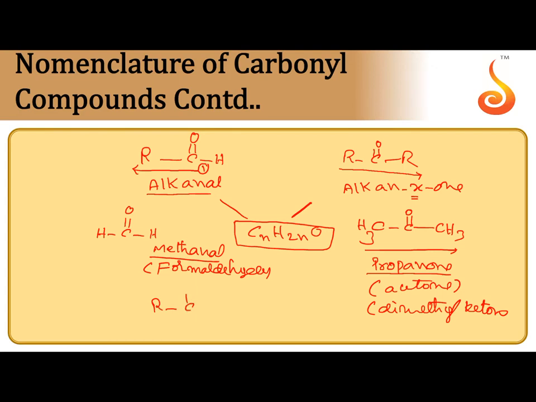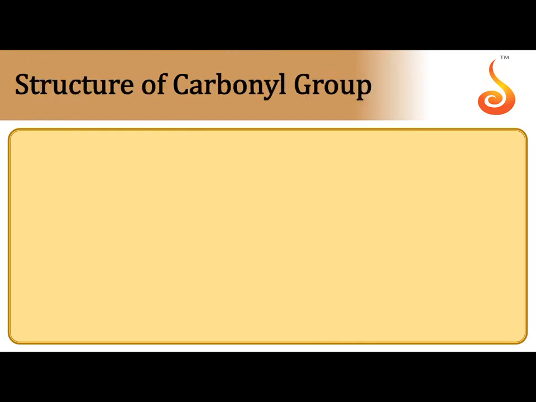If R and R prime both are identical, that is called a symmetrical ketone. If R is not equal to R prime, that is a mixed or unsymmetrical ketone. If CHO is directly attached to a benzene ring, that is an aromatic aldehyde, its name is benzaldehyde, or it is also taken as phenyl is the substituent, phenyl methanal.